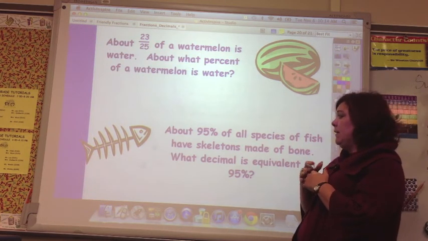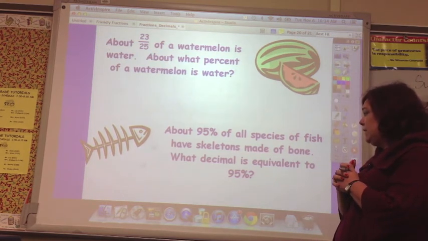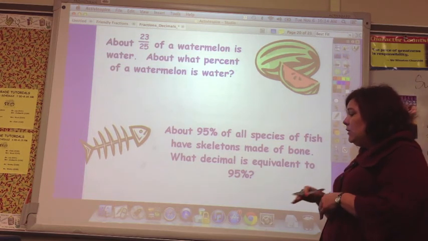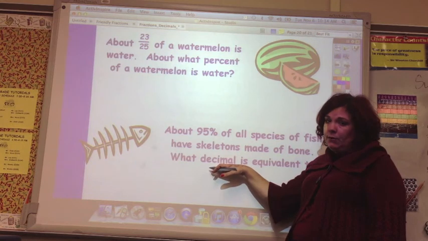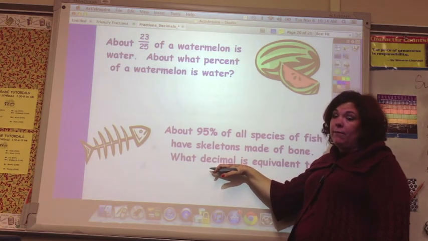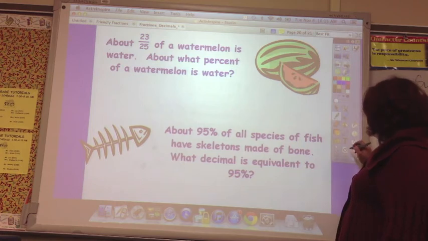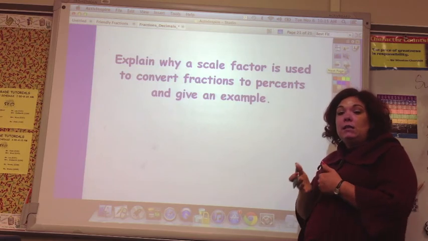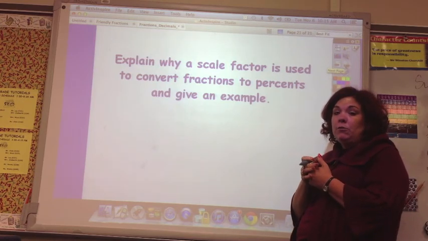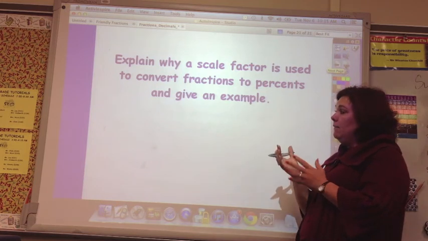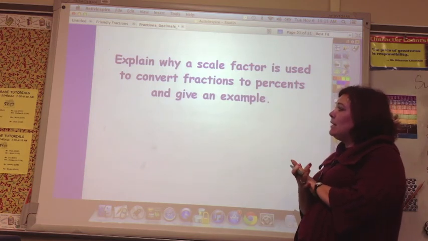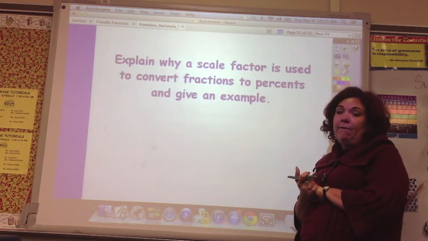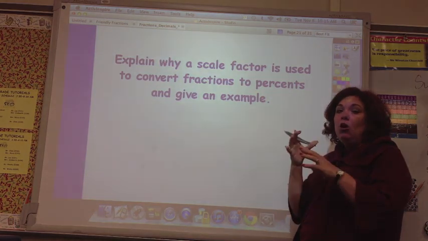And then this one, it says about 95% of species of fish have skeletons made of bone. What decimal is equivalent to 95%? So you're going from percent to decimal. And remember, that's Dr. Pepper in reverse. And that'll help you out on that one. And you may want to answer this in your posting on Edmodo, or your teacher will talk to you tomorrow at the beginning of class on explaining why a scale factor is used to convert fractions to percents and give an example. Okay, why is scale factor used if you're going from fraction to percent?